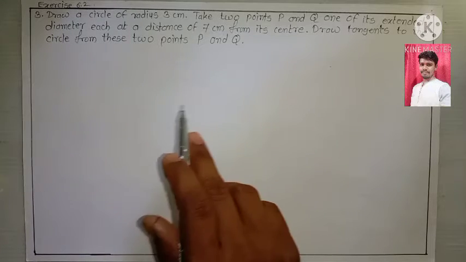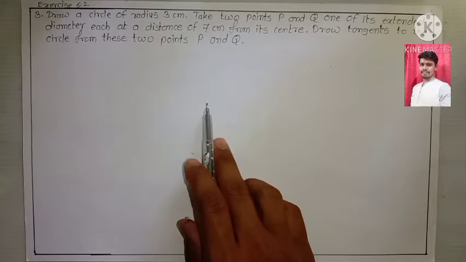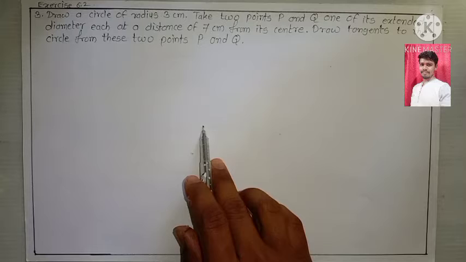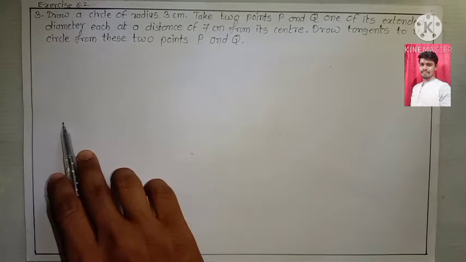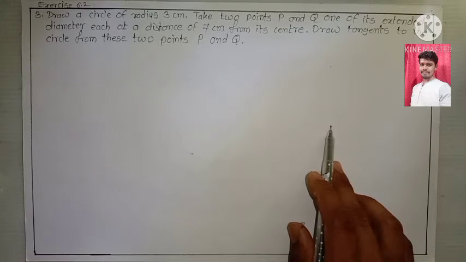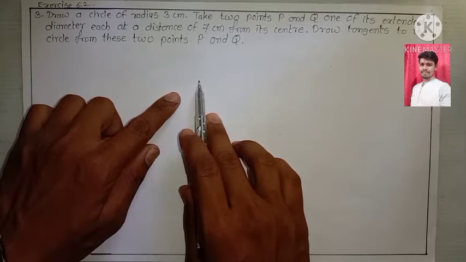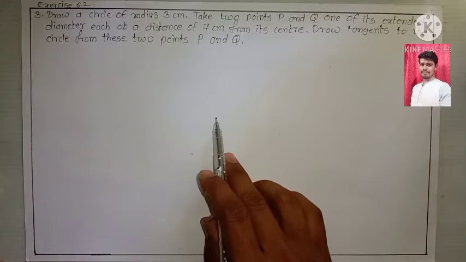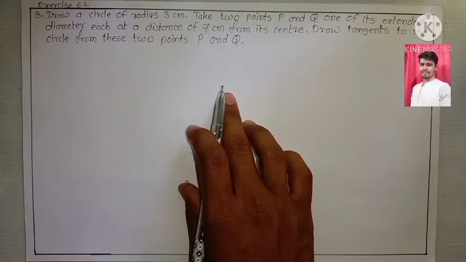It means, first draw a circle which has a radius of 3 cm. From the center point, take a 7 cm distance on the right-hand side in the extended form, and 7 cm on the left-hand side. These are two external points, and through them we want to draw a pair of tangents to the given circle. Now we will do this construction step by step.